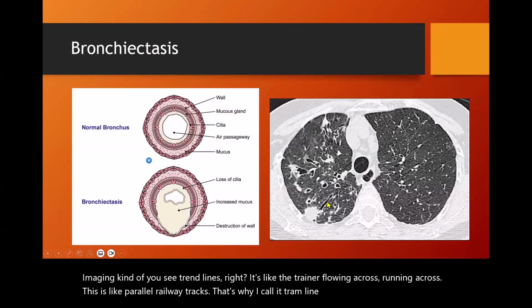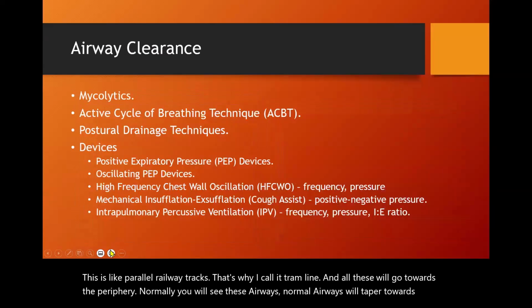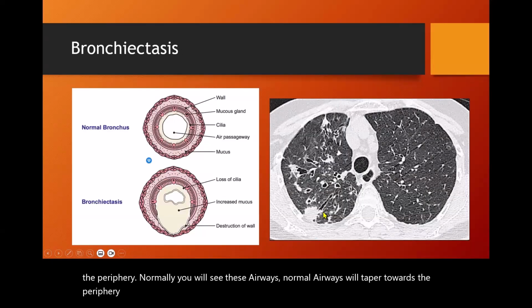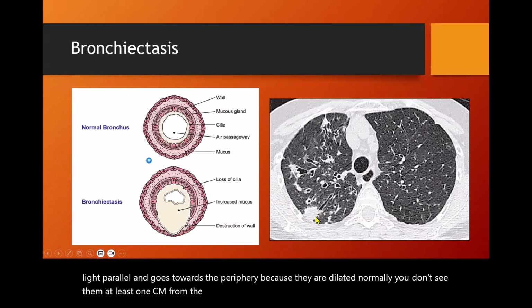And all this will go towards the periphery. Normally, normal airways will taper towards the periphery. Whereas in bronchiectasis, the airways are tram-like, parallel, and go towards the periphery because they are dilated. Normally, you don't see them within 1 cm of the pleura. Here, you probably can see them more.